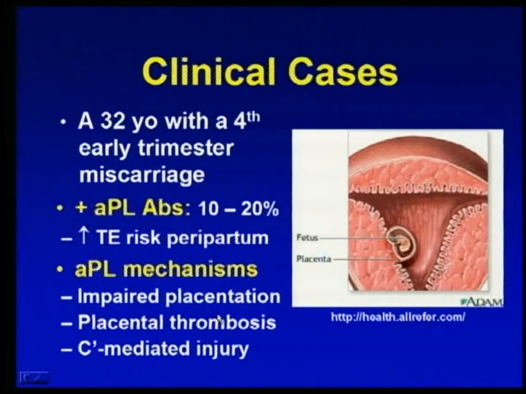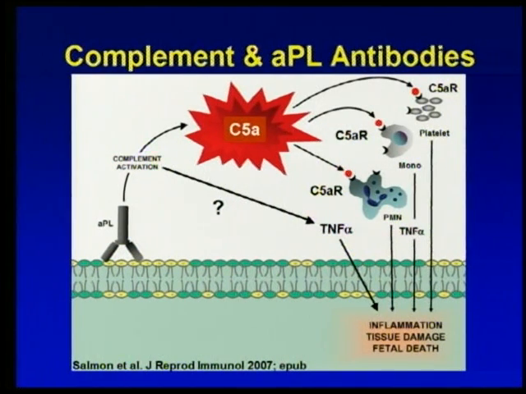Why do antiphospholipid antibodies cause this? There's evidence that these antibodies may impair the effective placentation. They may cause thrombosis in the placenta. And something I mentioned earlier is complement-mediated injury. And this is illustrated on this recent review that shows antiphospholipid antibodies activating complement with C5a binding to receptors on platelets, monocytes, or neutrophils, leading to their activation, elaboration of cytokines that then cause inflammation and tissue damage to trophoblasts and placenta. Heparins are a good way to block this. This has been shown in animal models. And in fact, this whole system has been shown to be active in a murine model of antiphospholipid syndrome.